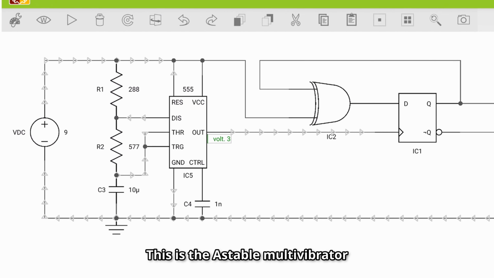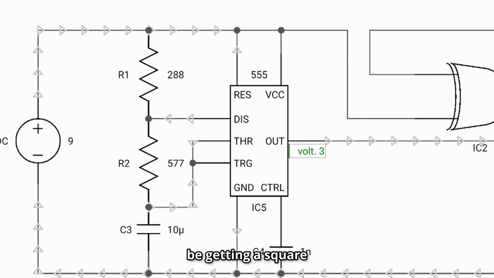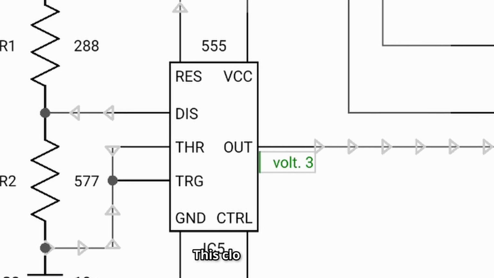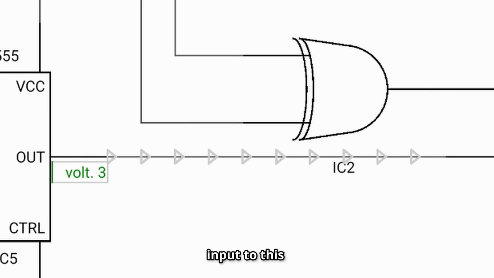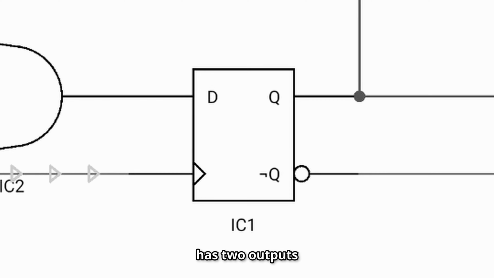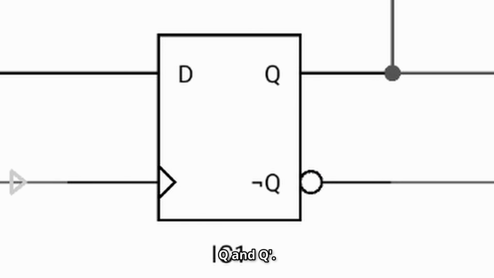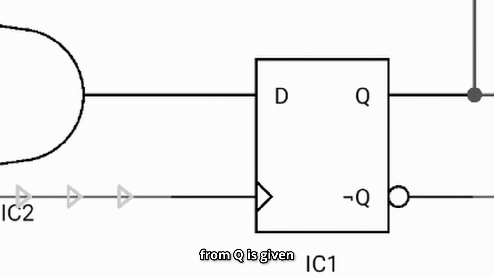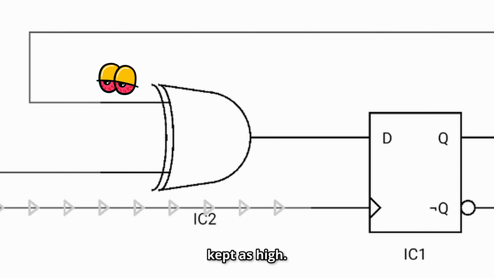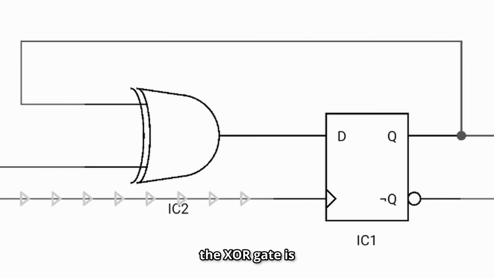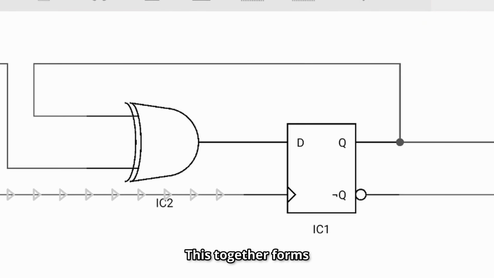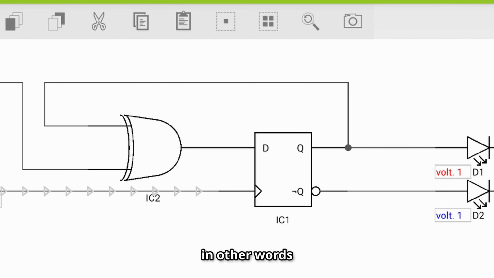This is the astable multivibrator using which we'll be getting a square wave, and that will be given as an output in pin 3. This clock output is given as an input to this D flip-flop in the clock pin. The D flip-flop has two outputs, Q and Q dash. One of the outputs, Q, is given as an input to an XOR gate, while the other is always kept high. And the output from the XOR gate is given as an input to the D pin in the D flip-flop. This together forms the T flip-flop, in other words, toggle flip-flop.